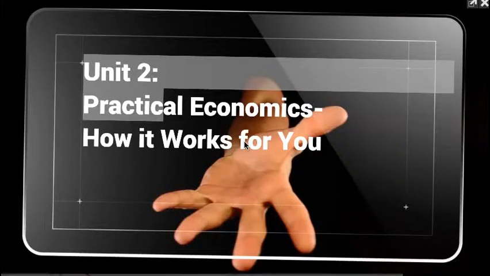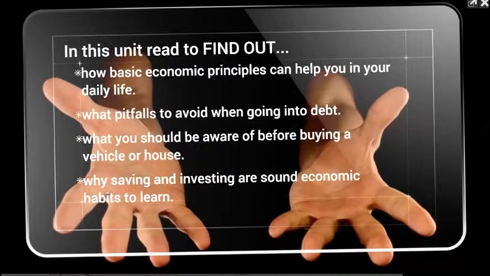Now we're going to begin our look at Unit 2, Practical Economics, how it works for you. In this unit, you'll find out how basic economic principles can help you in your daily life, what pitfalls to avoid when going into debt, what you should be aware of before buying a vehicle or a house, and why saving and investing are sound economic habits to learn.